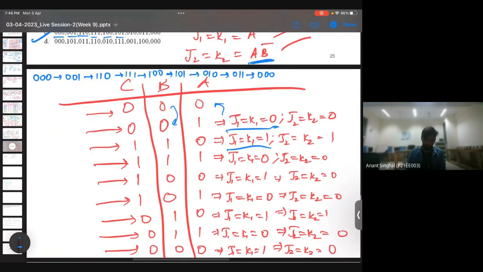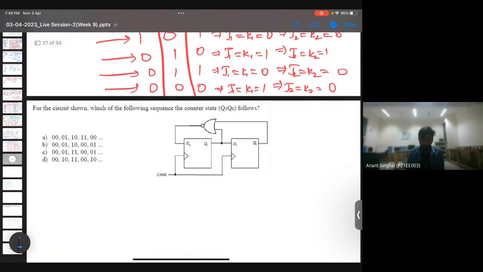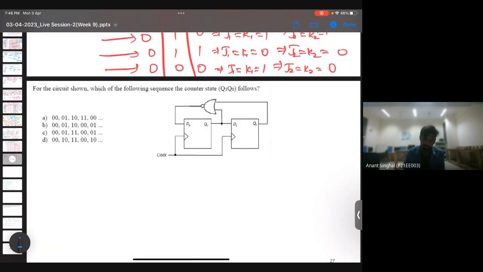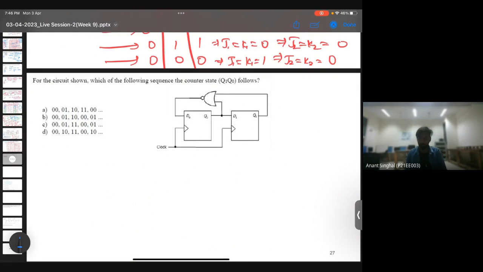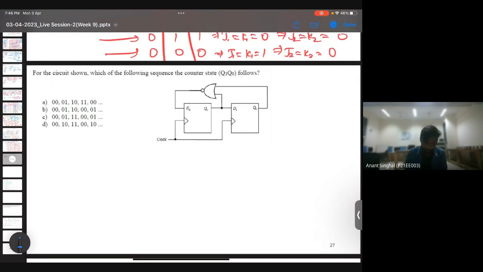So let's proceed to the next problem. For the circuit shown, maybe you can try this problem now. It is similar to what we have done above. I can give you 2 minutes. You can try. This is synchronous.